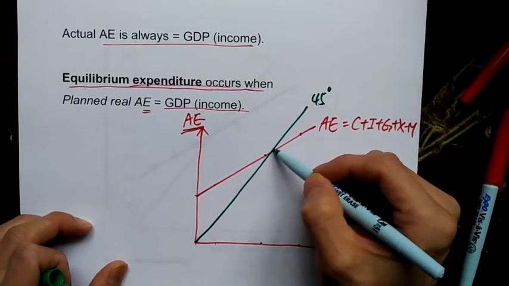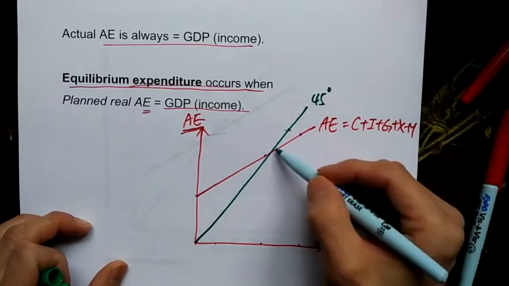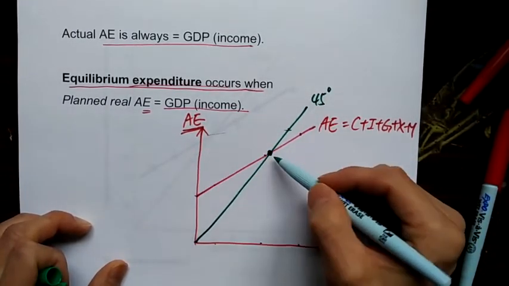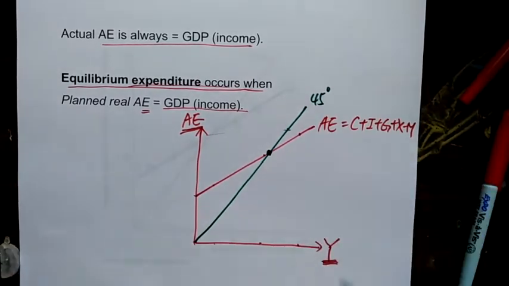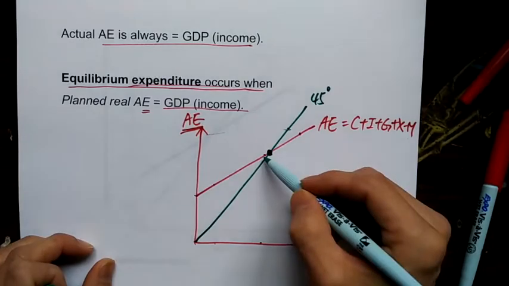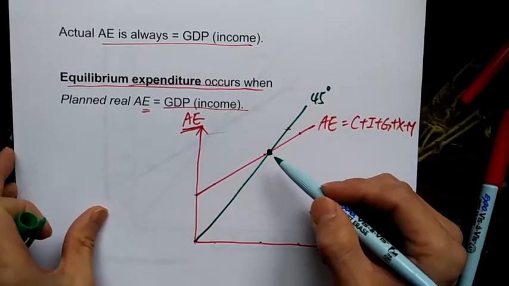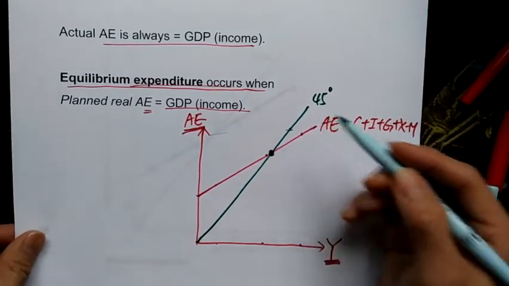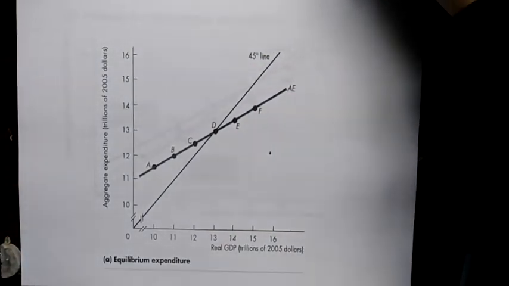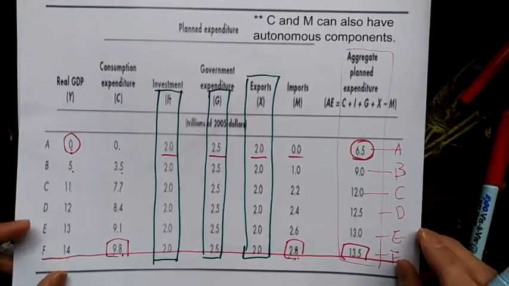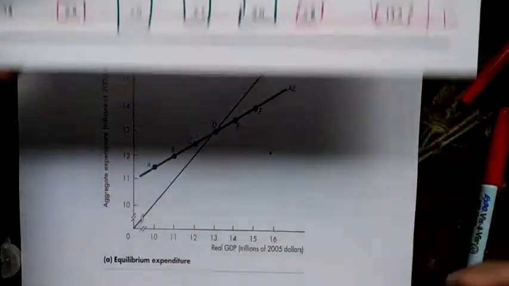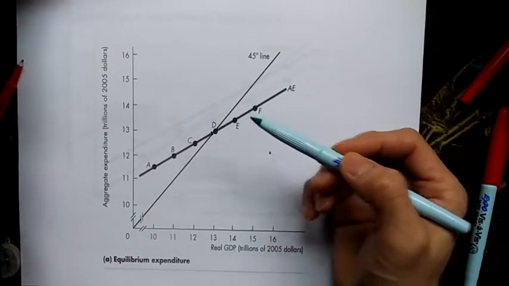Because any point on the 45-degree line, x equal to y, AE equal to y, income equal to expenditure, and this point happens to be on the aggregate expenditure function. Therefore, this point is the planned aggregate expenditure when income is equal to expenditure. We call this point equilibrium expenditure, equilibrium income. That's from this graph. In our example, when income equal to expenditure, it's somewhere close to D. See?